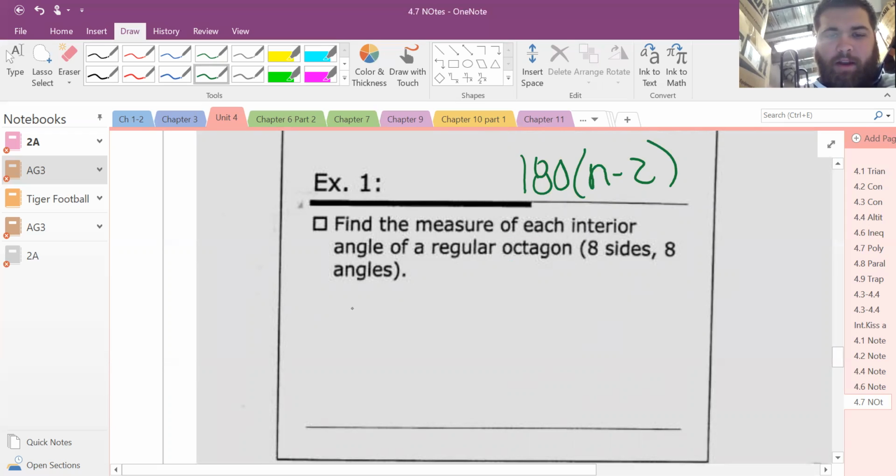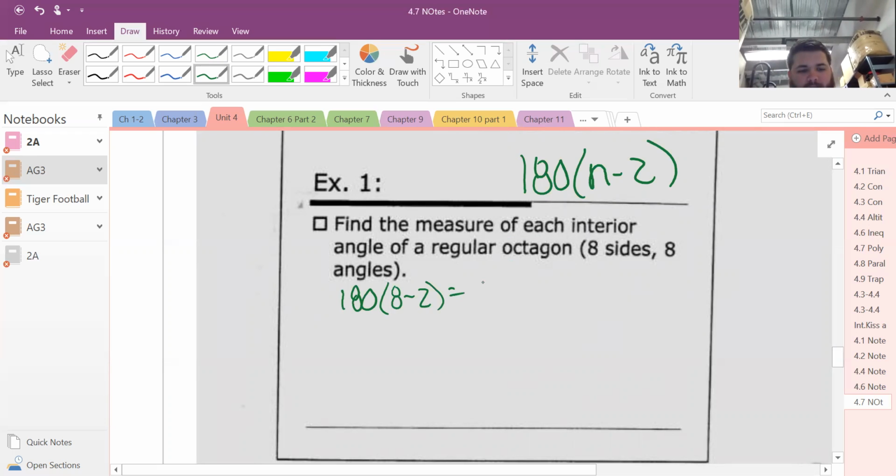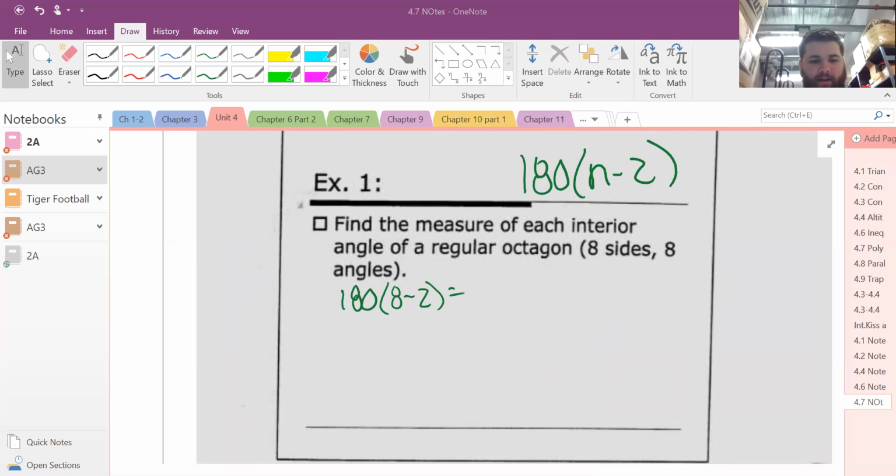To find the total, we have 180 times n minus 2, which is 8, equals. So 180 times 6, off the top of my head, no idea. I want to say 9 something, but let's see, just to make sure we're right. Okay, so we have 180 times 6. Oh, I'm way off. 1080.